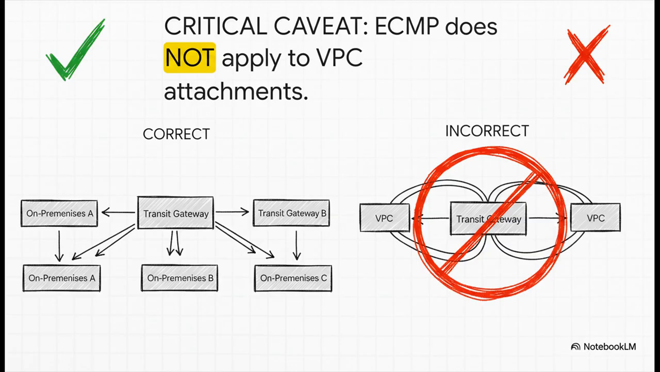ECMP works like a charm for your external connections, your VPNs, your direct connects, but it does not apply to the attachments between the transit gateway and your VPCs. And you might be asking, why not? Well, it's because a VPC attachment is pinned to a single elastic network interface in each availability zone. You just can't load balance traffic across multiple attachments into the same VPC.